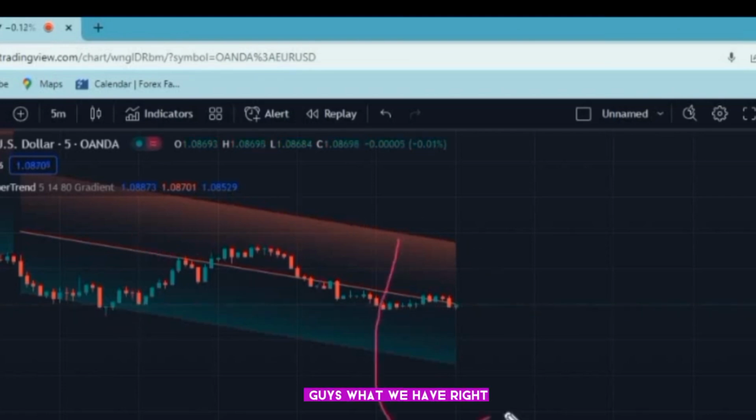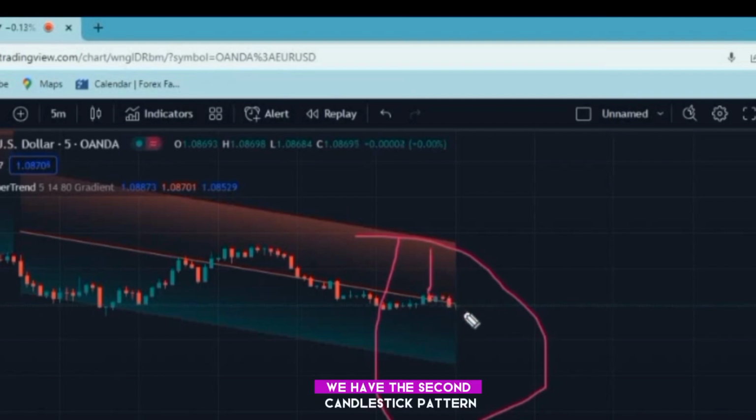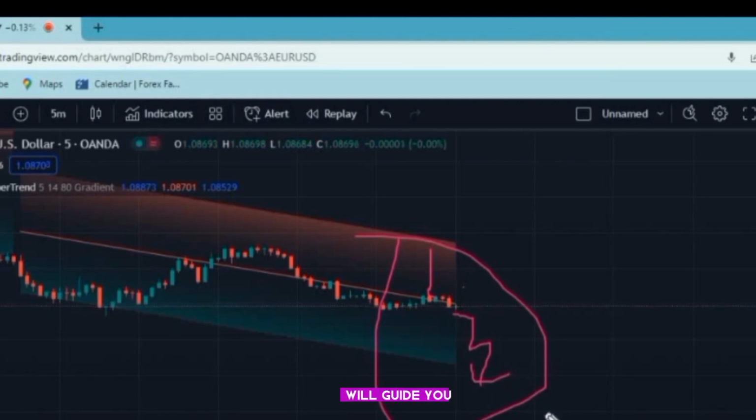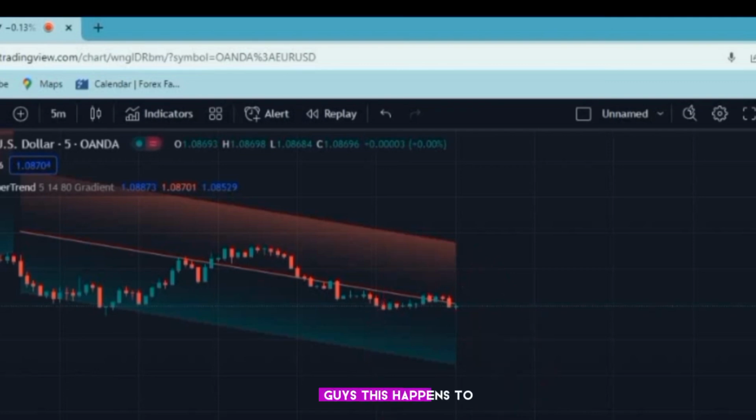So guys, what we have right now on live market over here, we have a bearish candlestick pattern having closed below the center line. We have the second candlestick pattern reacting as well to the center line. So there is a probability this market will proceed to the downside. Center line will guide you, and it's very, very important. So guys, this happens on all time frames, 5 minutes, 15 minutes, 30 minutes, 1 hour, but what you basically are supposed to know is that all the rules must be met.